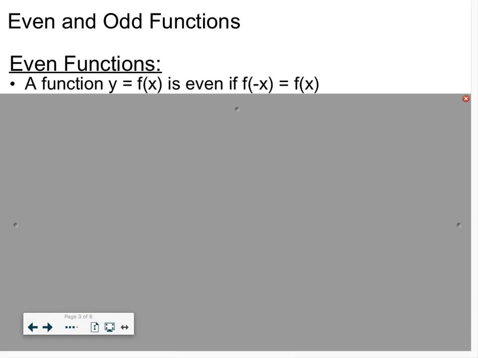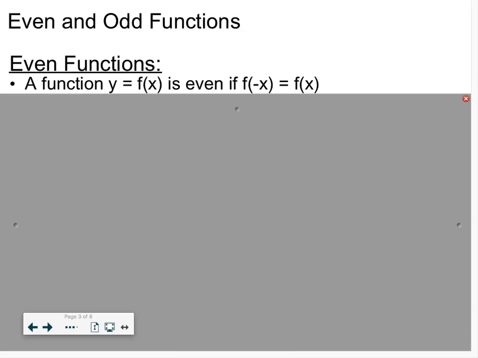So our graphical definition is going to be based on symmetry. So if f of x is equal to f of negative x, where are we going to have symmetry? If we put an x and we get a y value, we put a negative x and get the same y value, where are we going to have symmetry?